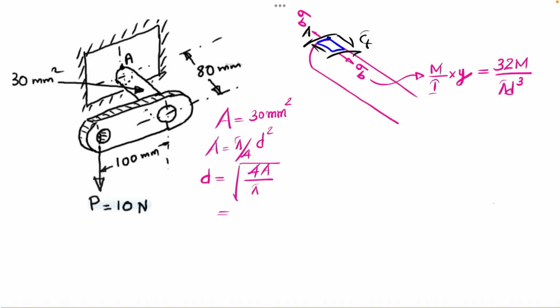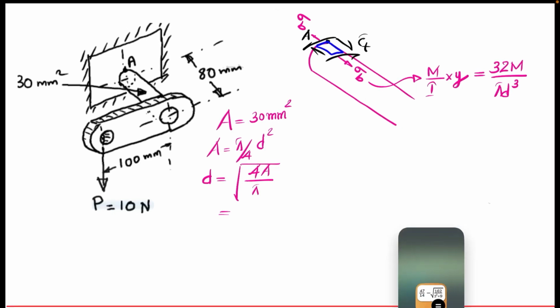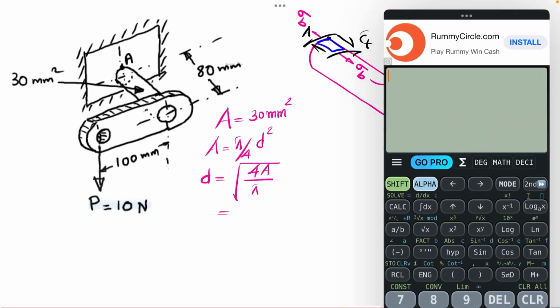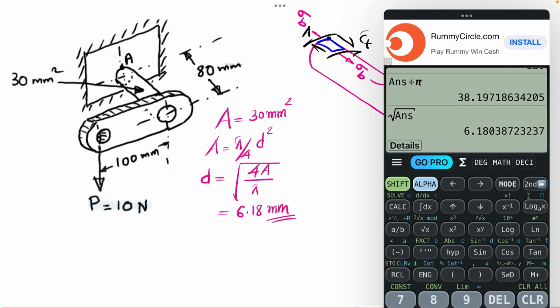So I'll be evaluating this. I am not having the answers, so I can use a calculator and find the values. Hope you can see this calculator. Here first I will be finding the value of this diameter, which is 4 into area 30 divided by pi, and the square root. So I will be getting the value of 6.18 mm as the diameter.